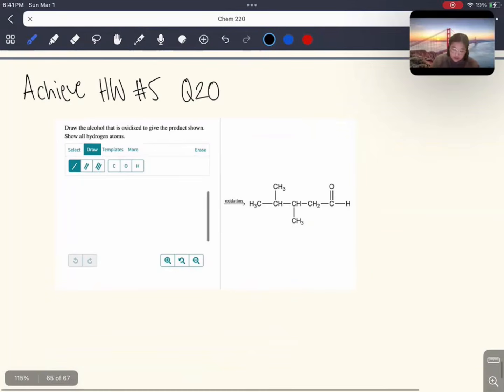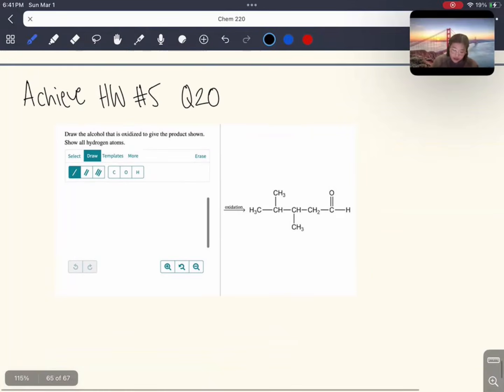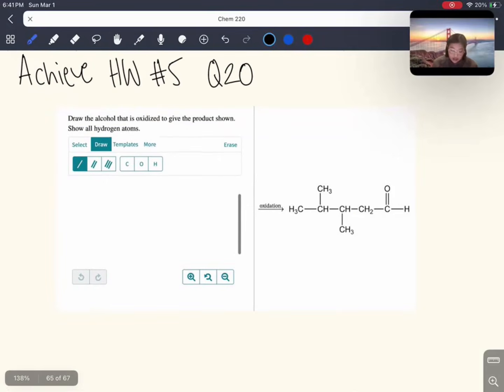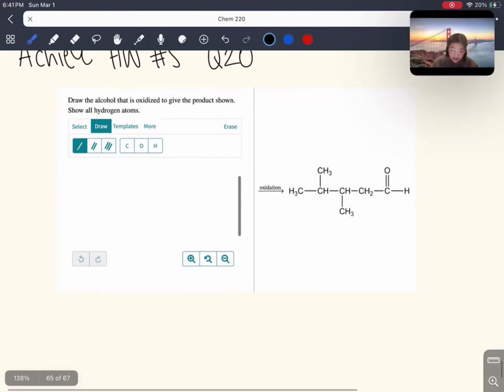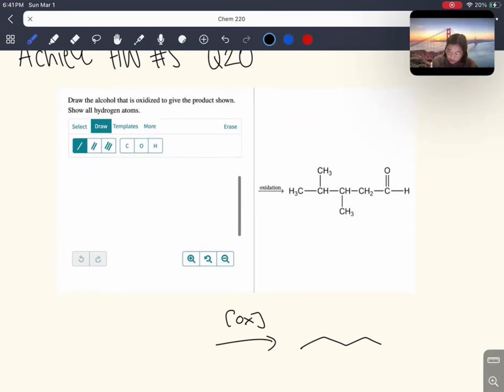The next question here is Achieve homework number 5, question 20. It asks us to draw the alcohol that is oxidized to give the product shown and to show the hydrogen atoms. So I'm just going to draw the line structure so it's easier to look at. I have 5 carbons here: 1, 2, 3, 4, 5. And then I have an aldehyde. And then on carbons 2 and 3, I have a methyl group.